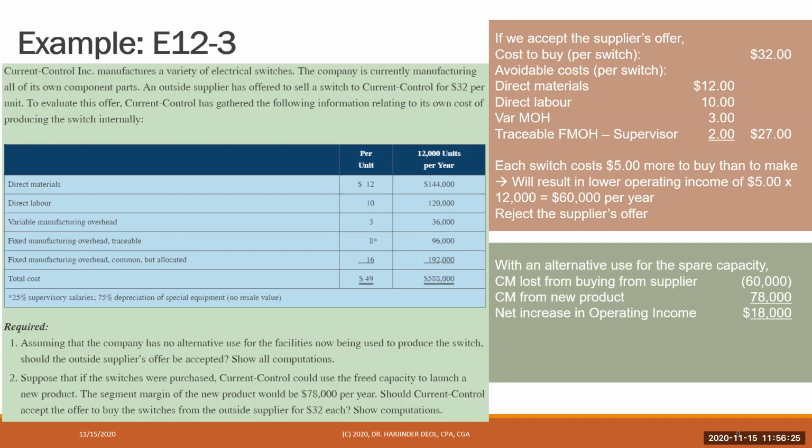So under these circumstances, it makes total sense to accept the supplier's offer because it'll result in $18,000 of additional operating income. So notice your decision can change as the circumstances change. You have to make sure, though, that you are considering all the relevant facts. In the first case, there was no indication of any alternative use of the spare capacity. In the second case, given the fact that there is alternative use for the capacity, we were able to decide in favor of purchasing from the external supplier.